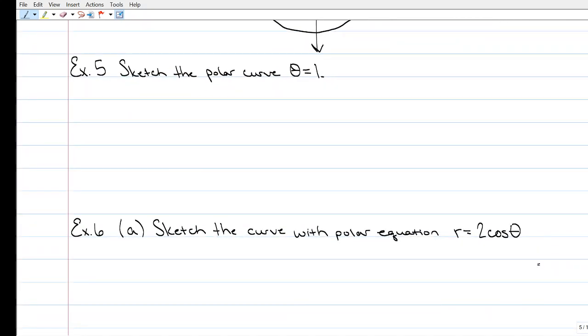Example 5. Sketch the polar curve theta equals 1. Here we're given a restriction on theta, but no restrictions on r. So the radius can be anything, but theta has to be 1 or something equivalent to 1. Well, if we're talking about 1 radian, that would be a little more than pi over 3, so we'd still be in the first quadrant. It's less than pi over 2. So theta equal to 1.